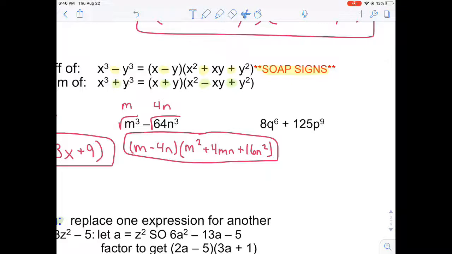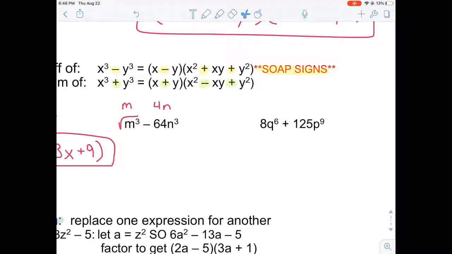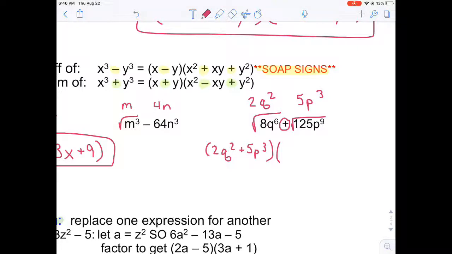Okay, in this third example, I'm just going to get this out of the way so we have some space there. You should have had, in this case, the cube root of your first one would have been 2q squared, and of your second one would have been 5p to the third. Again, look at that sign, it's a plus sign, so then the first sign is going to be the same. So 2q squared plus 5p to the third. And then for the back half, okay, so your first one squared, so 2q squared would give you 4q to the fourth.